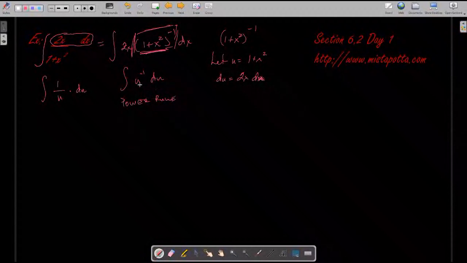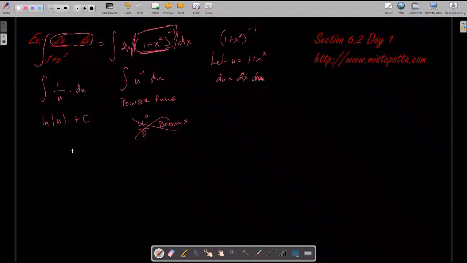But if I do that, I'm going to run into some problems. Adding 1 to the exponent and then dividing by my new exponent? Not good. But if I rewrite it back as a fraction, then I end up with 1 over u du, and I know that the antiderivative of that is the natural log of u plus a constant.